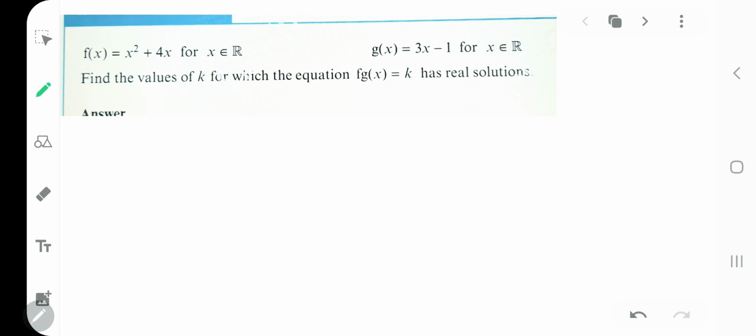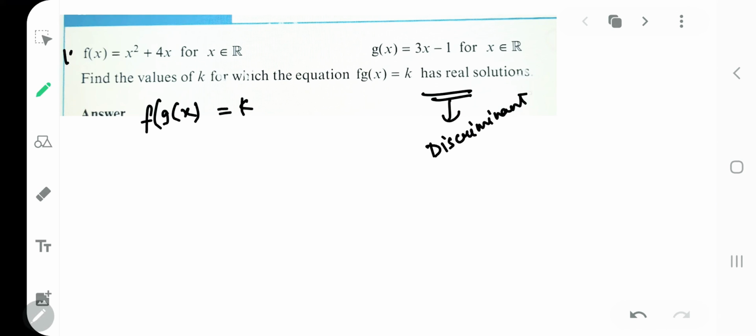In this video, we'll do one problem. The first problem: f(x) = x square plus 4x for x belonging to real numbers, and g(x) is given as 3x minus 1. Find the value of k for which the equation f(g(x)) = k has real solutions. My dear kids, you have done this before in your quadratic equations in grade 10: whenever you have real solutions, the discriminant will be greater than or equal to 0. Let's see further what we can do.